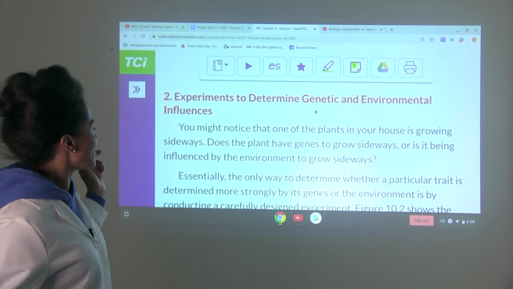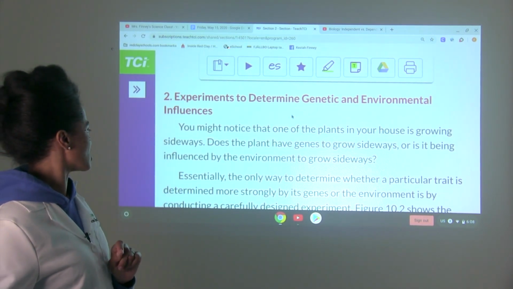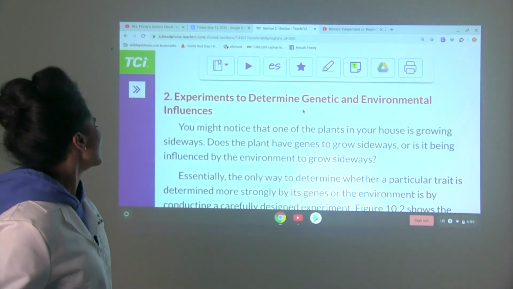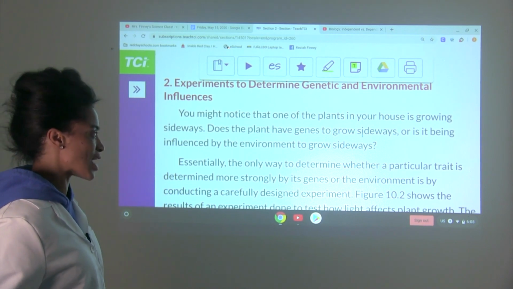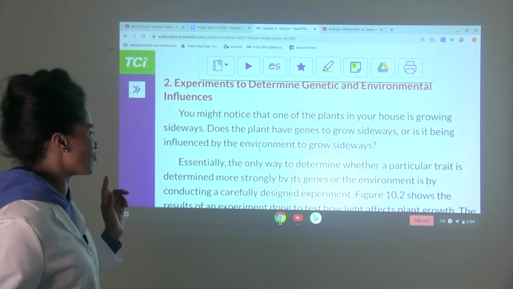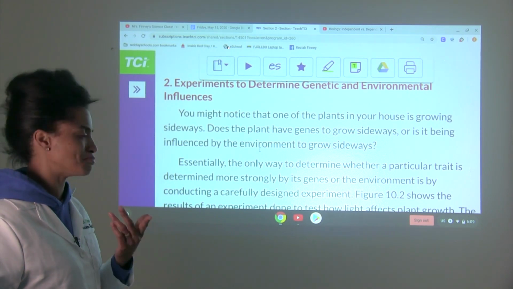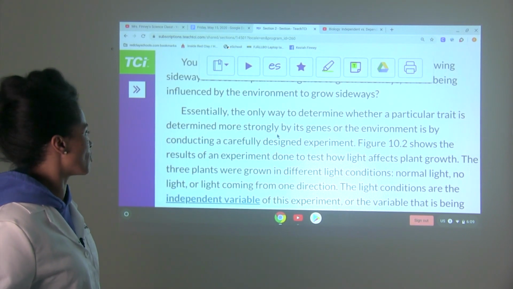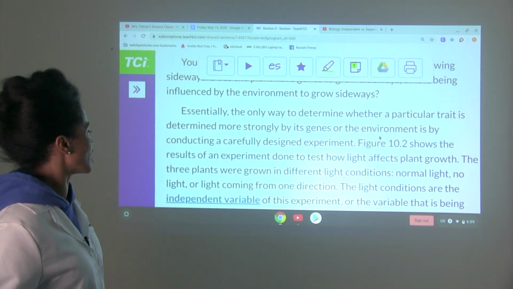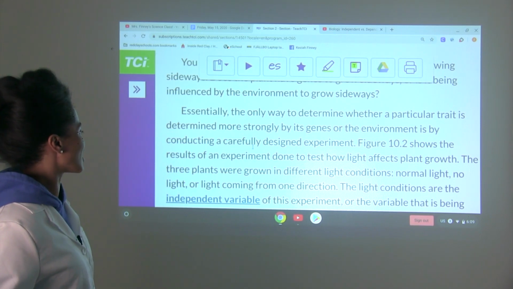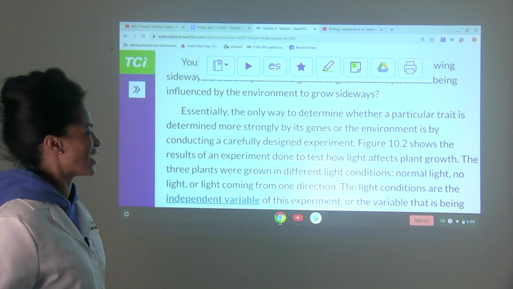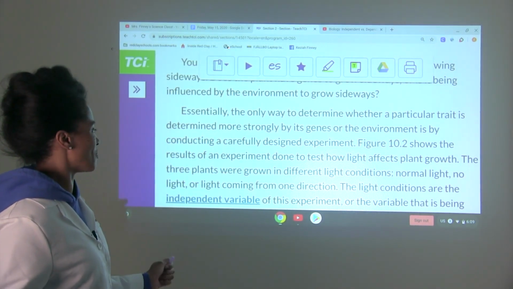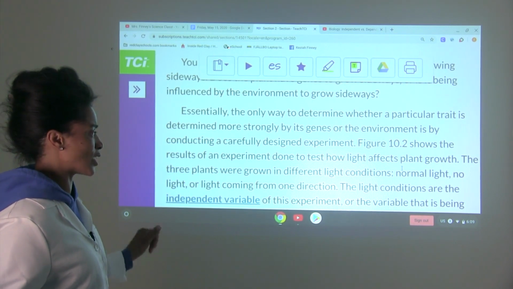At the top, it reads, you might notice that one of the plants in your house is growing sideways. Does the plant have genes to grow sideways, or is it being influenced by the environment to grow sideways? Essentially, the only way to determine whether a particular trait is determined more strongly by its genes or the environment is by conducting a carefully designed experiment. I love experiments.